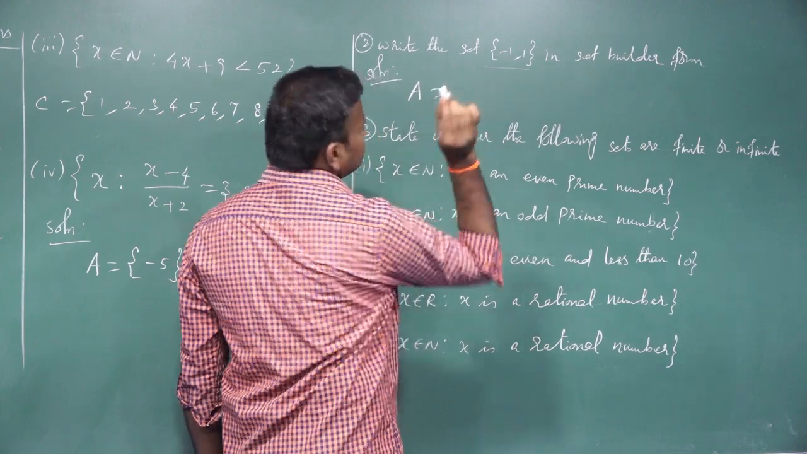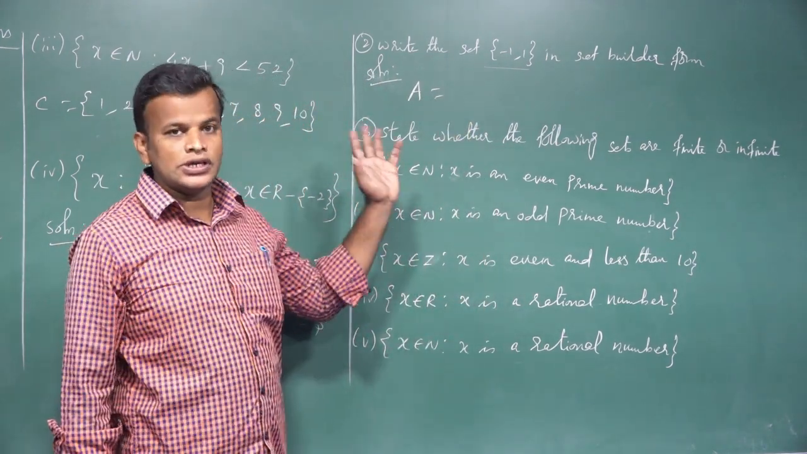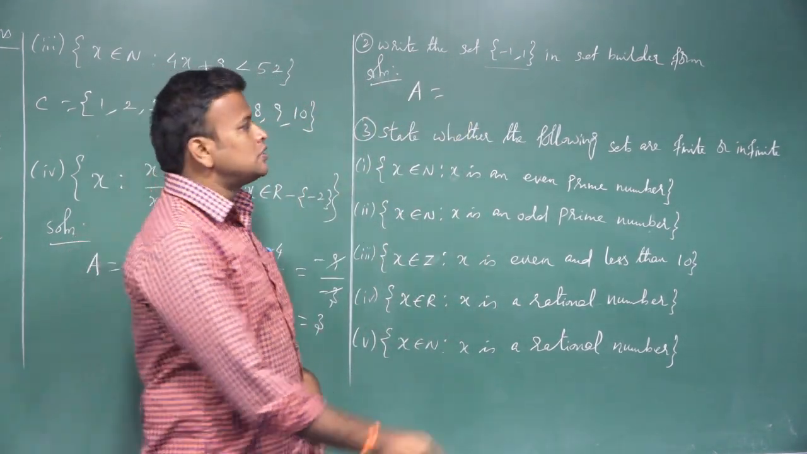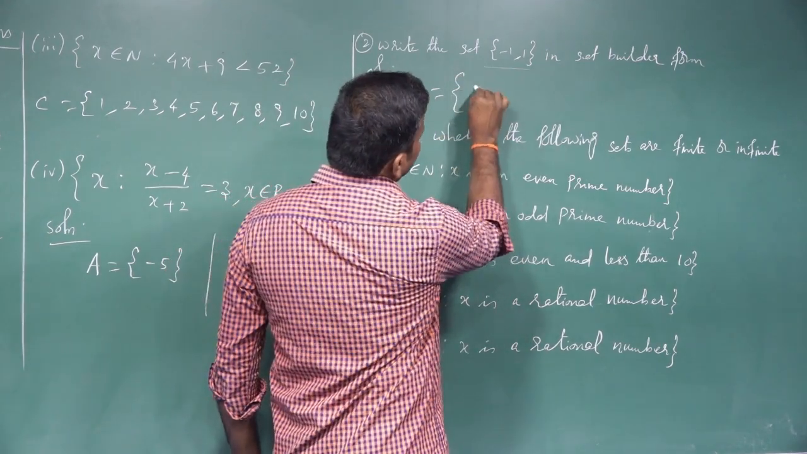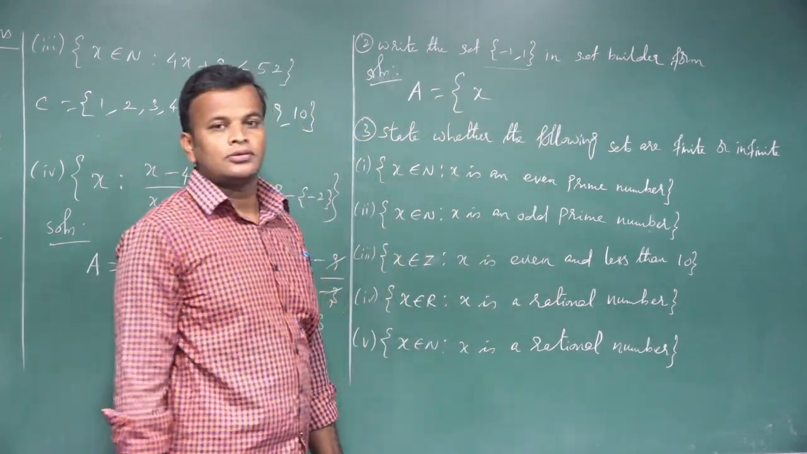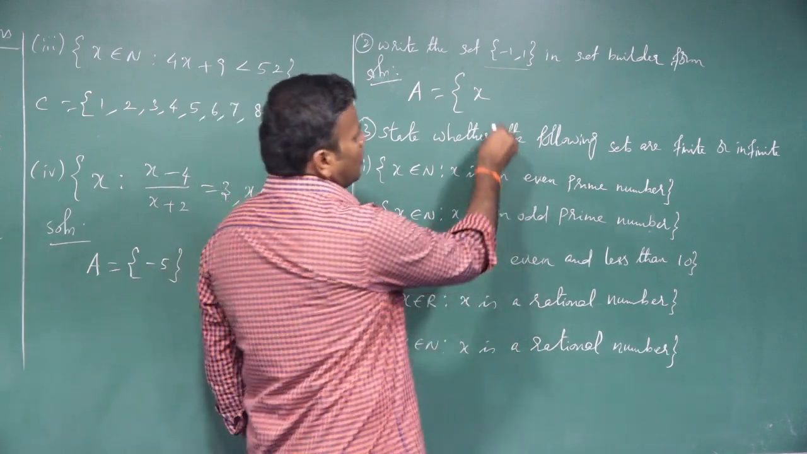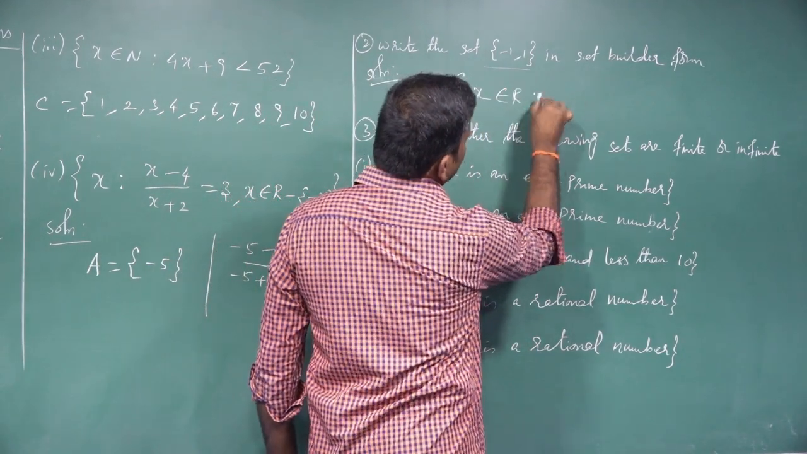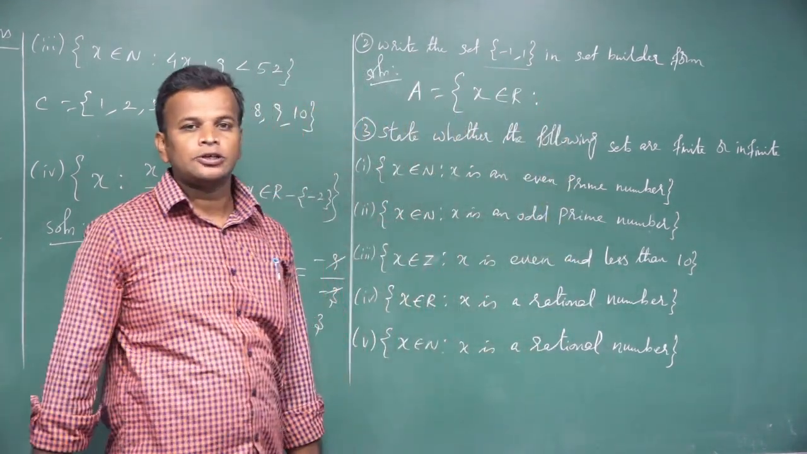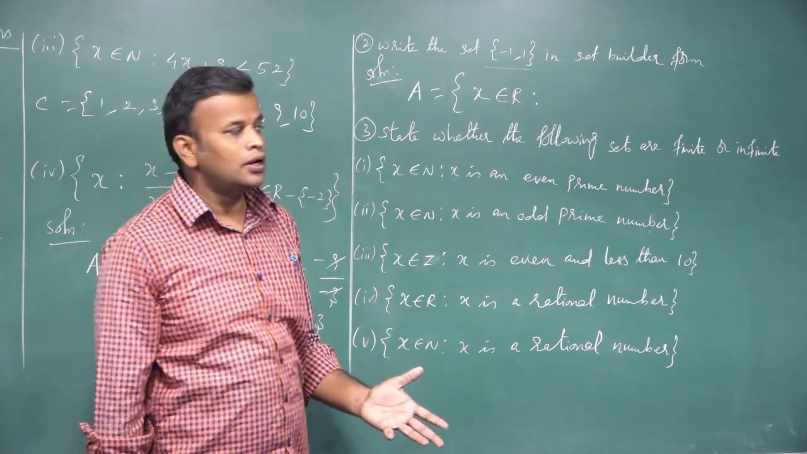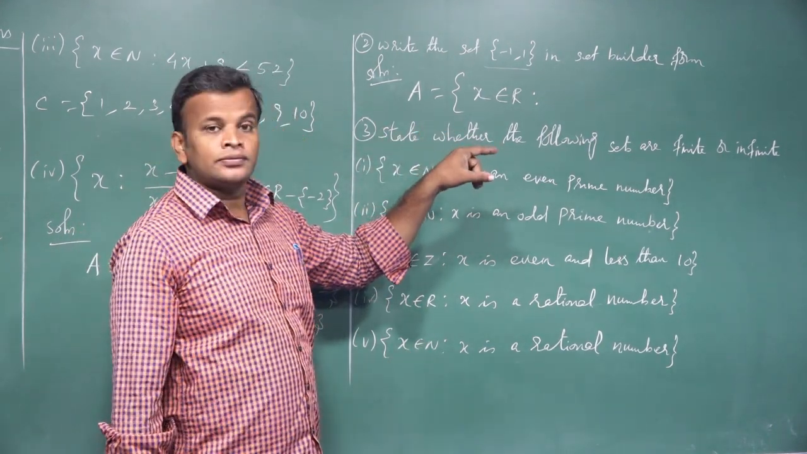I will take any of the letters from A to Z. I will take this x. In set builder form, first of all, I will take it as x. x is a real number. I will take x belongs to R. X is a real number. It satisfies one condition. Okay.